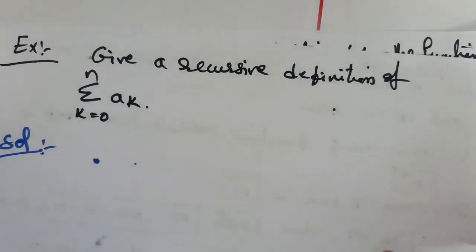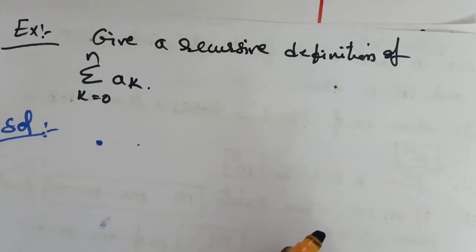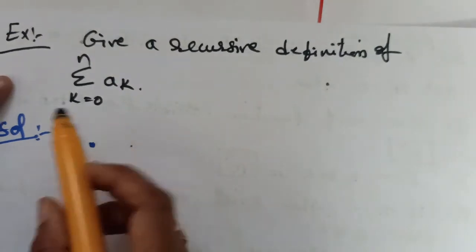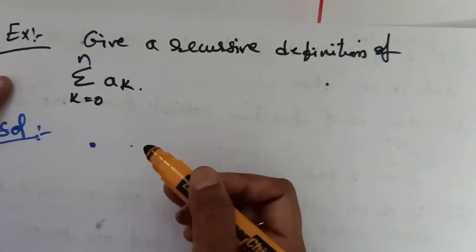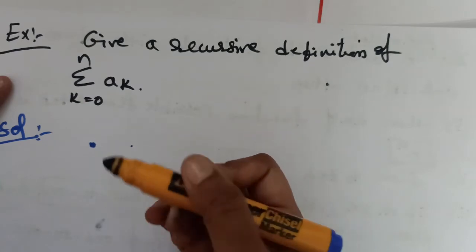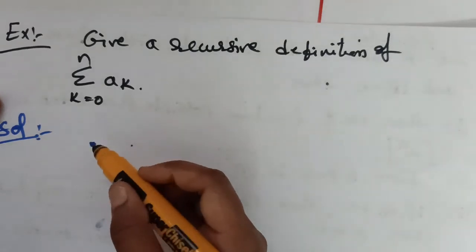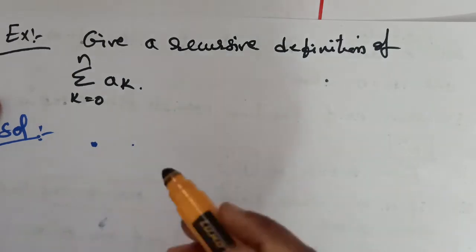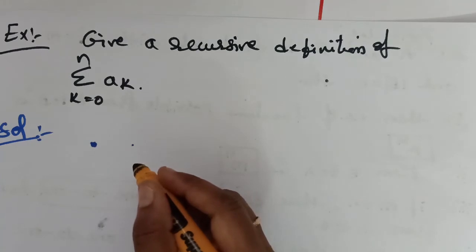Second problem. Give a recursive definition of summation k equal to 0 to n of ak. You can identify the difference between the last problem and this problem. In the last problem we had a recursive definition, so using this definition we calculated other values. But here you need to find a recursive definition of summation k equal to 0 to n of ak. Just now we discussed the recursive definition, which contains two steps.